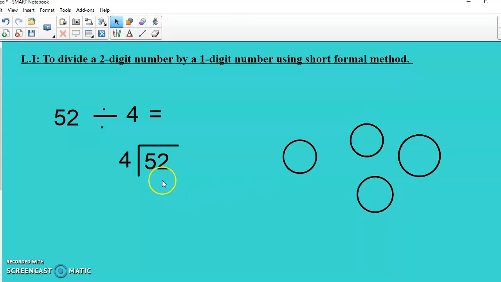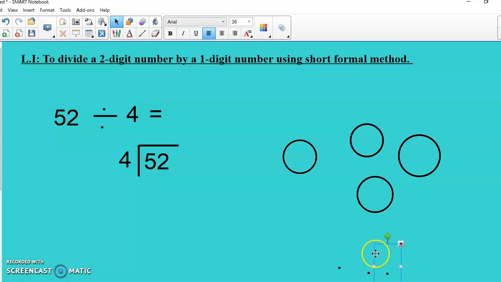Now, what am I sharing? I'm sharing the 5, which is like 50. But I'm just going to use 5 dots. I'm going to have 1, 2, 3, 4, 5 dots. And I'm sharing my 5 oranges. It could be 5 apples. It could be 5 bananas. I'm going to share it amongst these 4 children, these 4 circles.